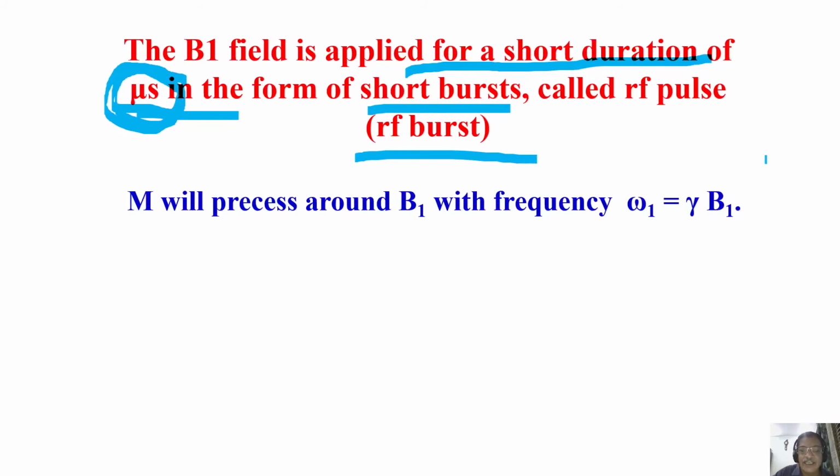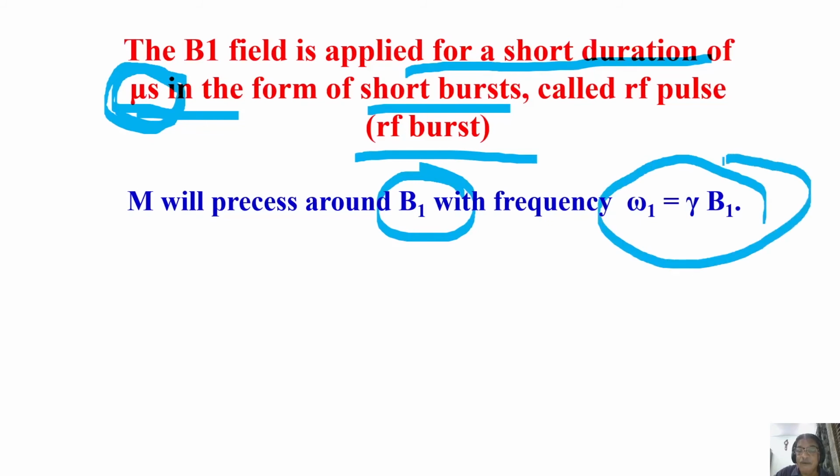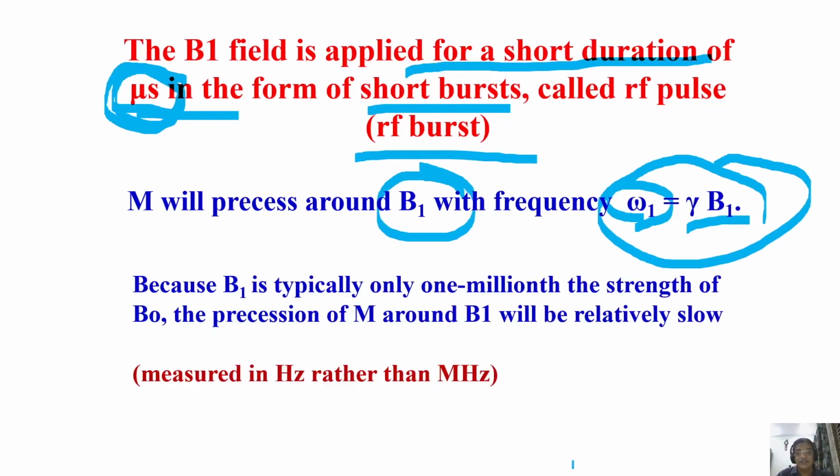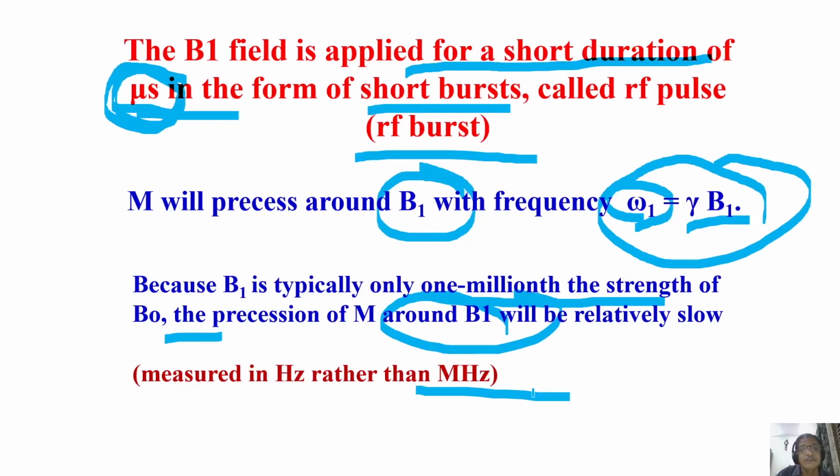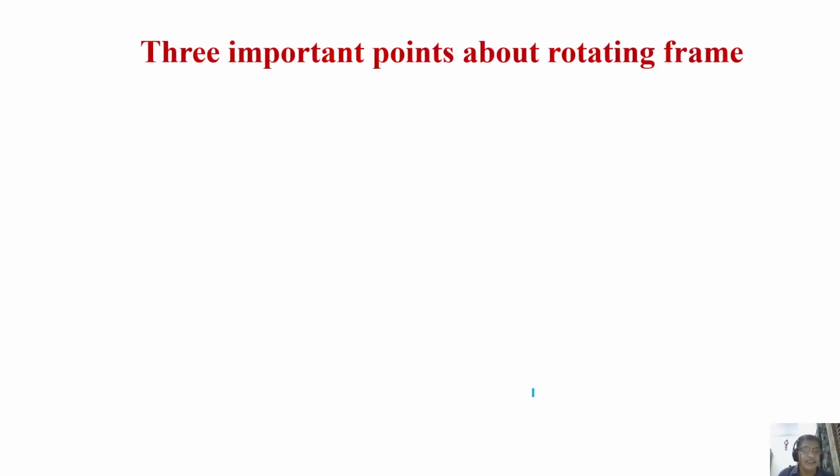Then the magnetization is precessing around B1. Now the precession frequency is gamma B1, not gamma B naught, right? So you are in the rotating frame. Now the precession frequency is omega 1, which is equal to gamma times B1. This is typically one millionth of the strength of B naught. As a consequence, you can talk about the precession frequency in terms of kilohertz or hertz rather than megahertz. Then it is easier to handle and understand things much better. This is how the concept of the rotating frame is introduced, and it is very useful in NMR.